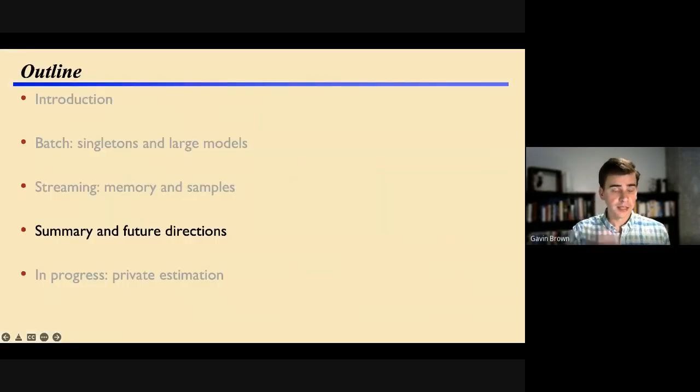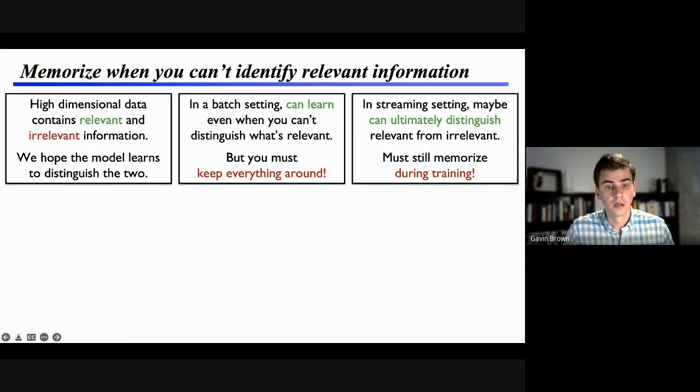Okay, so I'd like to now spend a little time summarizing what I've done and then talking a little bit about in-progress work. So we saw how intuitively you must memorize when you can't identify the relevant information. We hope that the model can learn to distinguish relevant from irrelevant, but when you can't, you may have to keep everything around, even if you can learn. We also talked in the streaming setting, like stochastic gradient descent, how even when you can, at the end of the stream, distinguish relevant from irrelevant, you may still be required to memorize during the training process.